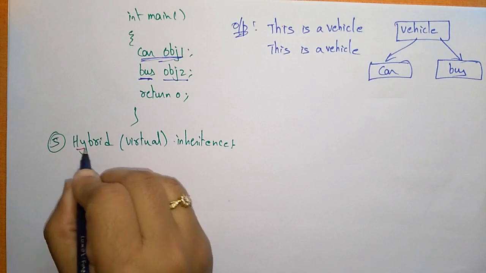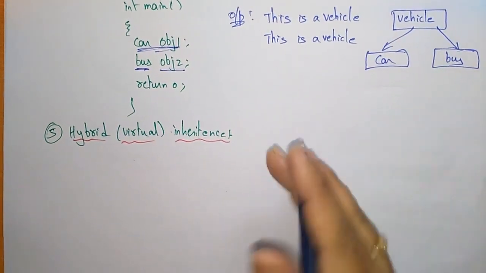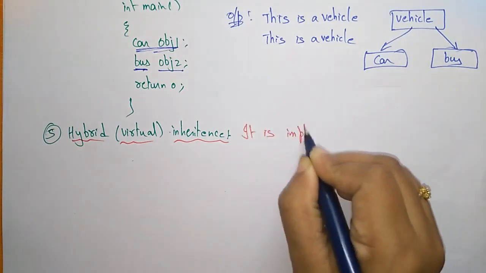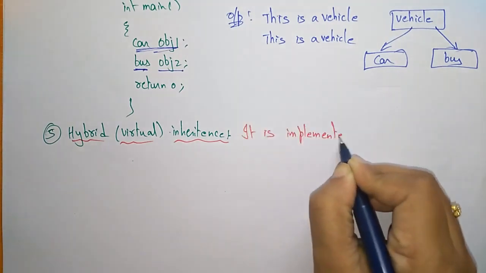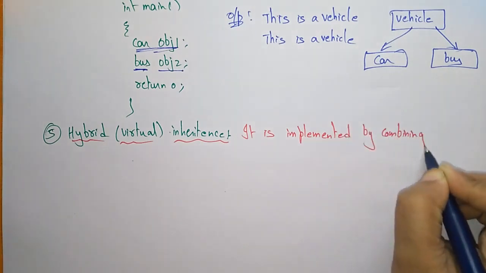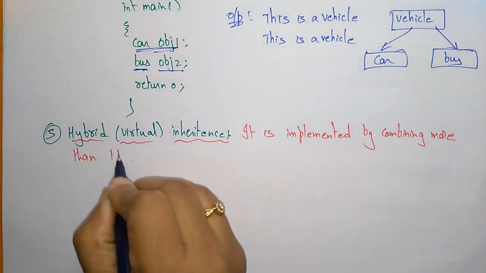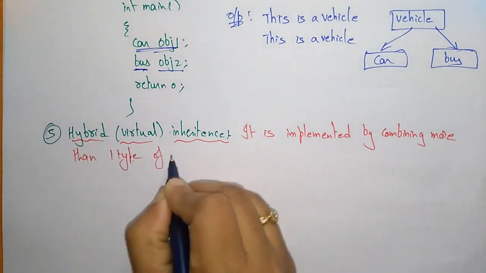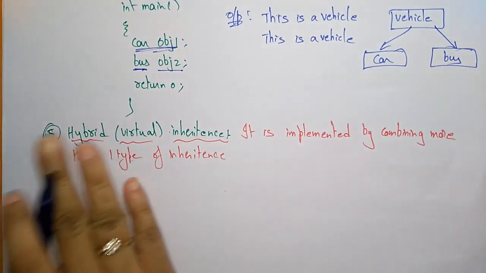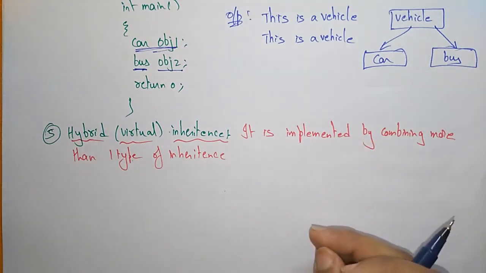So let us see hybrid inheritance. Hybrid inheritance means it is implemented by combining more than one type of inheritance. You just have to remember that hybrid inheritance is nothing but combining more than one type of inheritance.